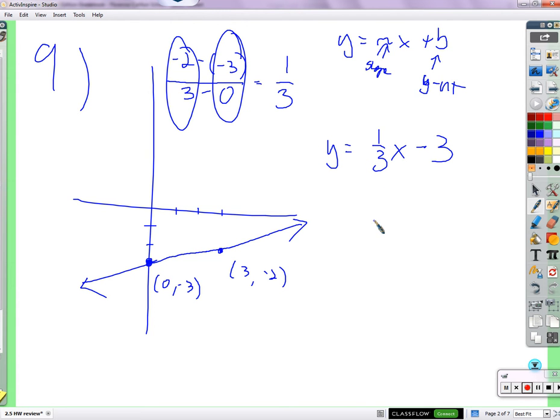Can we find the slope in any other way? Charlie? You can count to the right 3. Right 3. And up 1. Up 1. So now we know what the slope is. The denominator is an over part, right? 3 in the denominator, positive 1 in the numerator.